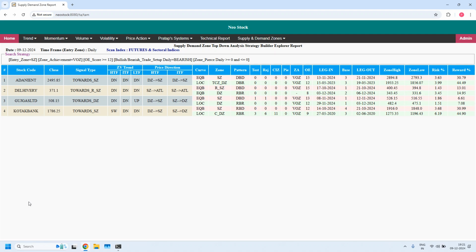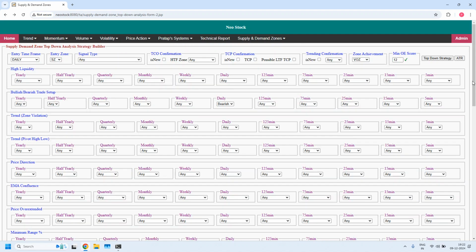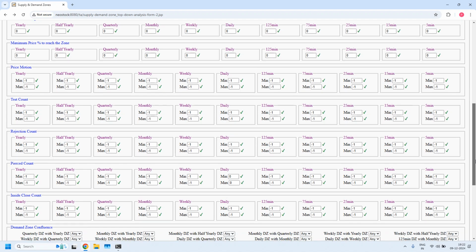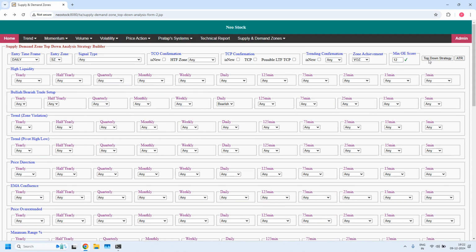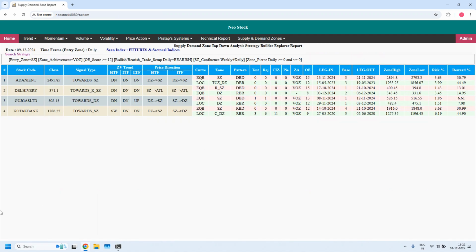Entry zones are daily supply zones. Out of these 4 daily supply zones, there could be some high probability setup zones available. So let us filter them based on LTF, ITF supply zone confluence, that is a daily supply zone with weekly supply zone confluence. I am enabling that filter. With this filter, out of 4, we got 4 stocks. That means in all these 4 stocks, the daily supply zones are part of the weekly supply zone.